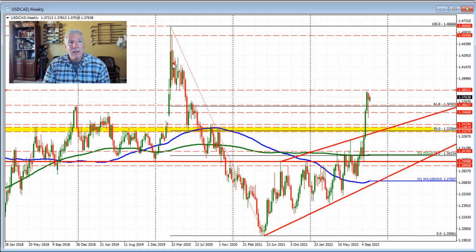Get above that level, and it opens up the door into the extremes for the dollar versus Canada that took place in the pandemic year, all the way up to 1.4666. So it's kind of similar to what the Aussie versus US dollar is dealing with in our last video. The resistance up here, 1.3852 for the dollar versus Canada on the weekly chart.